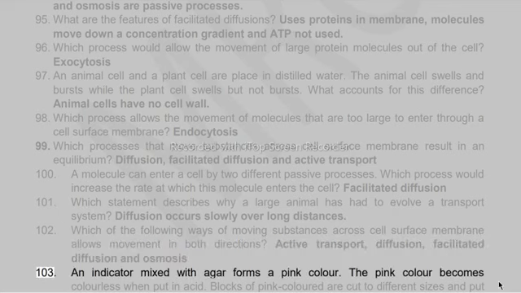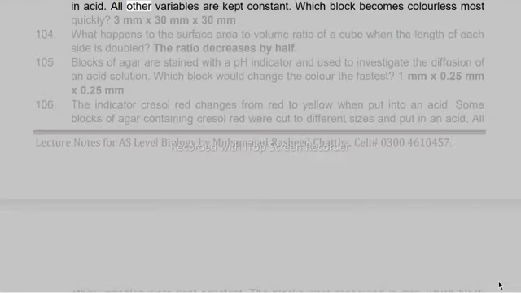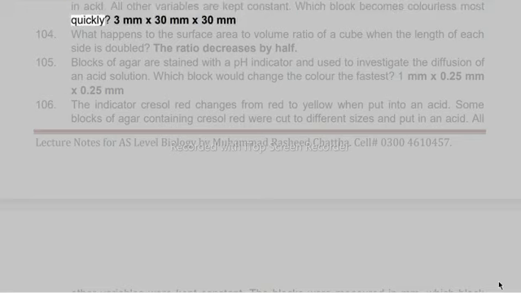103. An indicator mixed with agar forms a pink color. The pink color becomes colorless when put in acid. Blocks of pink colored agar are cut to different sizes and put in acid. All other variables are kept constant. Which block becomes colorless most quickly? 3 mm x 30 mm x 30 mm.